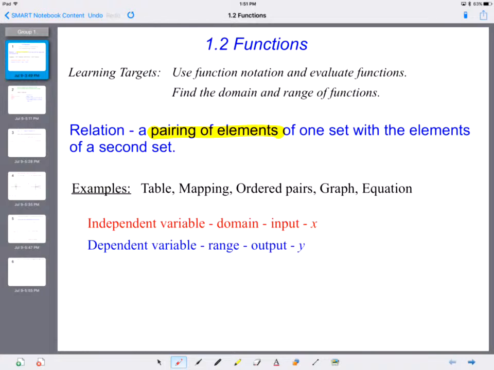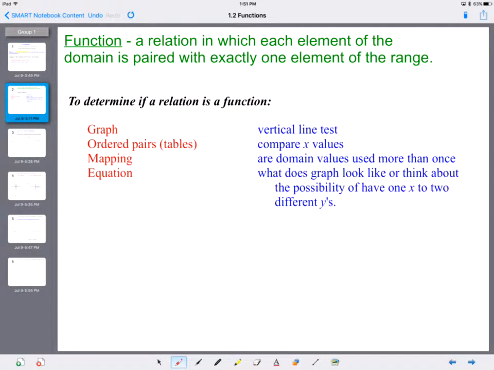So what is a function? We look at this relation and we know it's a pairing of elements, but what does a function actually represent here? A function is a relation, but it's a very specific type of relation in which each element of the domain is paired with exactly one element of the range. So we're looking at something very specific here. All functions are relations, but not all relations are functions.